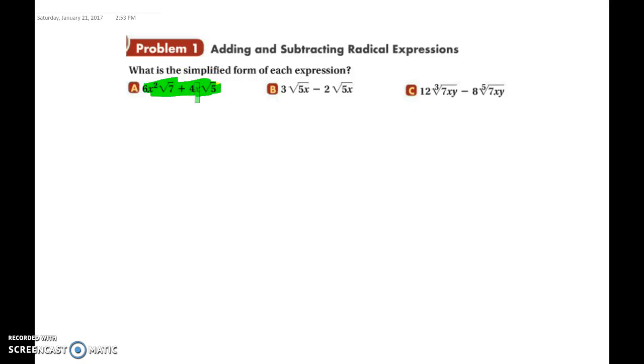All right, we're going to skip B for a second and go to C. Same thing with C. Here we have the cubed root of 7xy and the fifth root of 7xy. So yes, our radicands are exactly the same this time, but now we have different indices. That means they're not the same, so we can't do anything with this. This is our final answer. It'll be 12 times the cubed root of 7xy minus 8 times the fifth root of 7xy. So A and C, there's nothing that we can do.